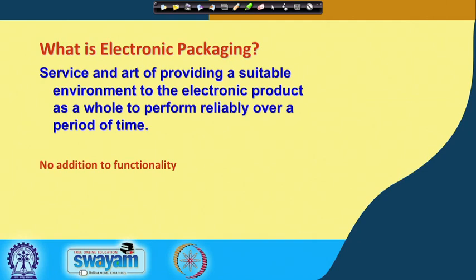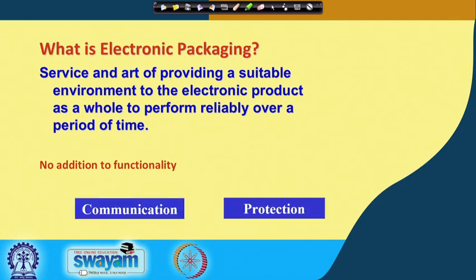Whether it is a CPU for processing, graphics for display, wireless, or sensors, whatever it is, they all come together and talk with each other. So, two things. First, communication between the different devices or components. And second, packaging provides the electronic product with a suitable, protected environment, so that it can perform reliably over a period of time. This is what we had discussed in the last class.